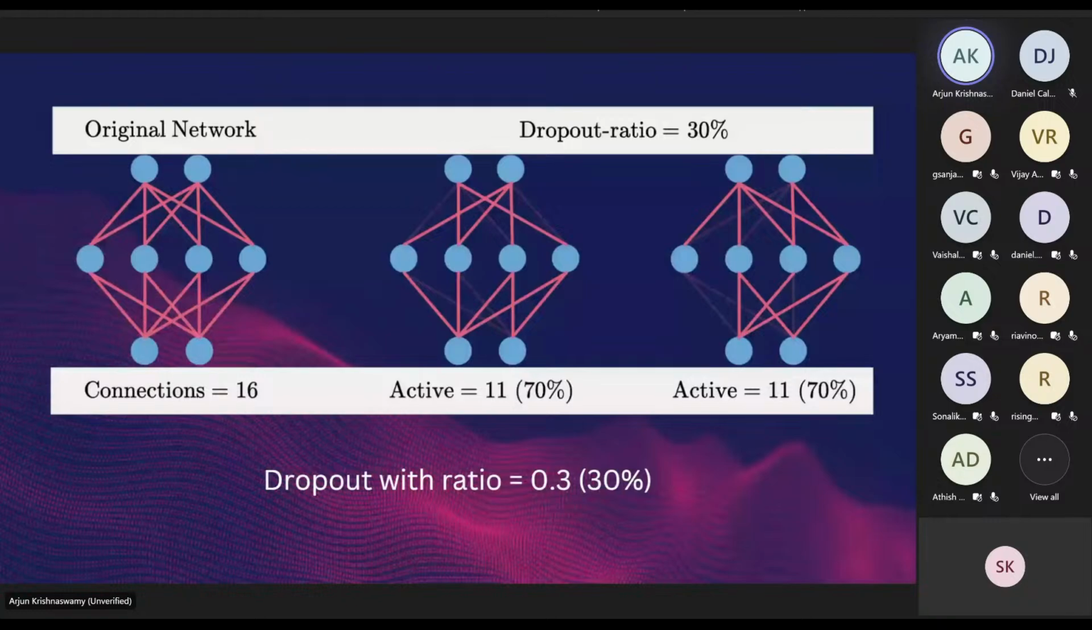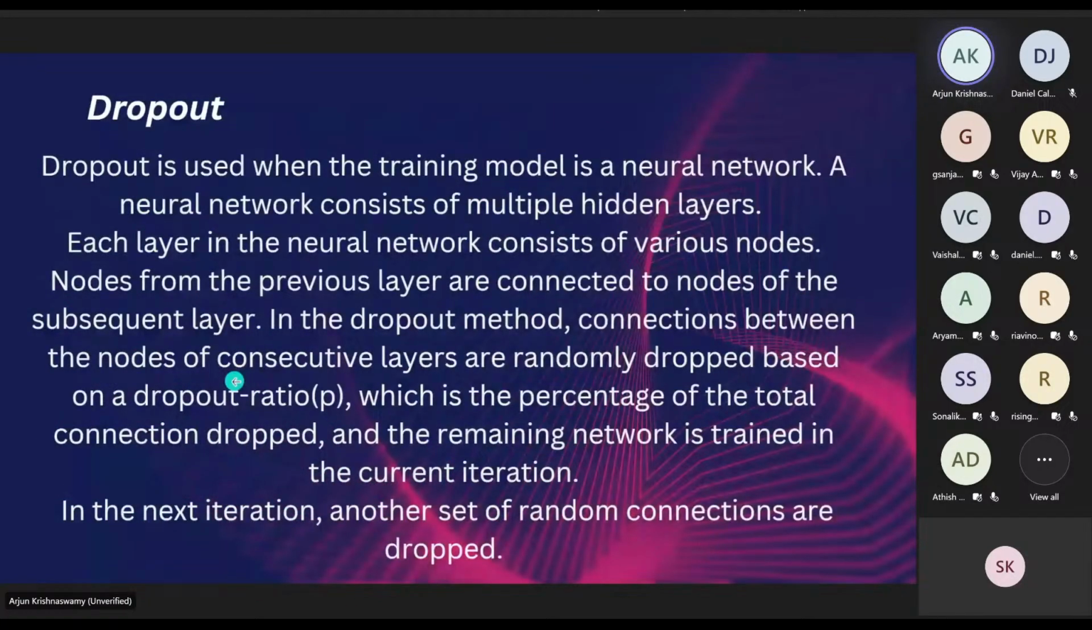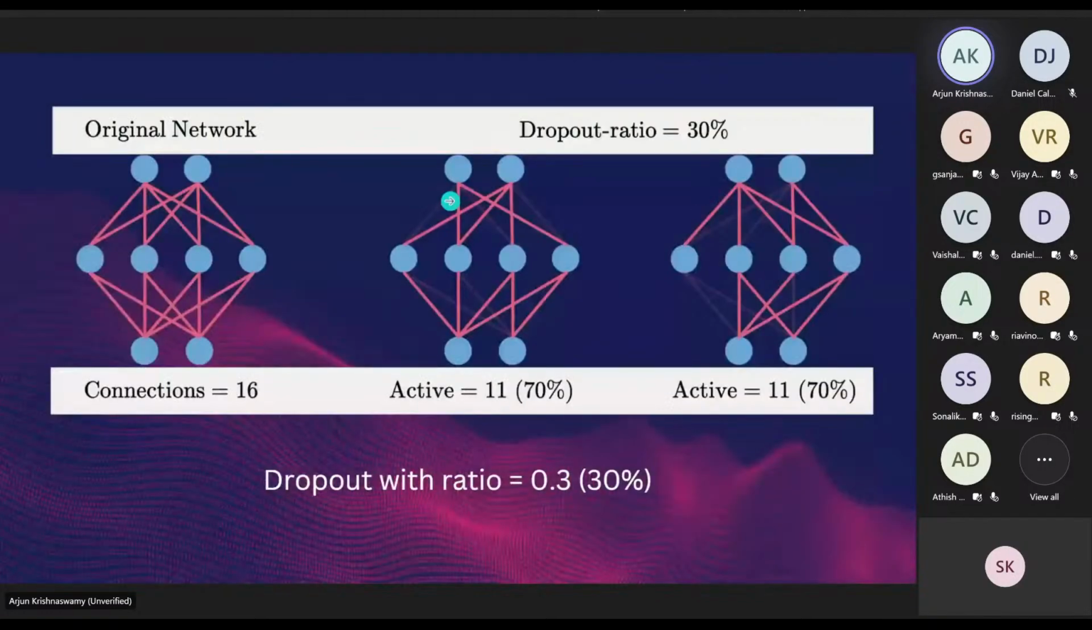So in dropout regularization, we have a hyperparameter called dropout ratio P. What dropout ratio does is it's a value between 0 and 1, which basically tells what percentage of the total connections are dropped. So these are the connections here. When we say dropping a connection, you can see that this connection fades off, meaning we are dropping this connection. This operation we are not performing. So that's as good as dropping this node.